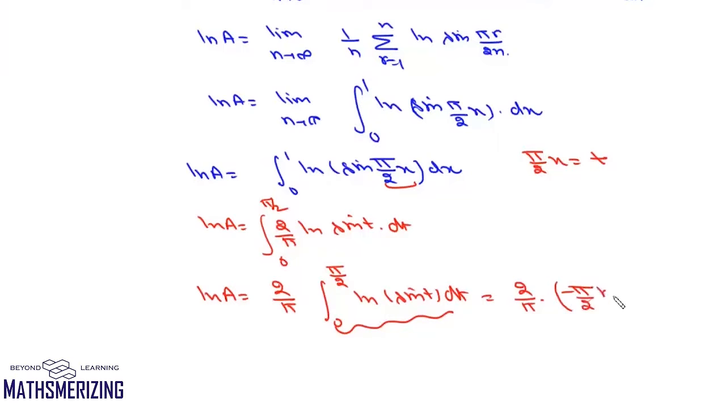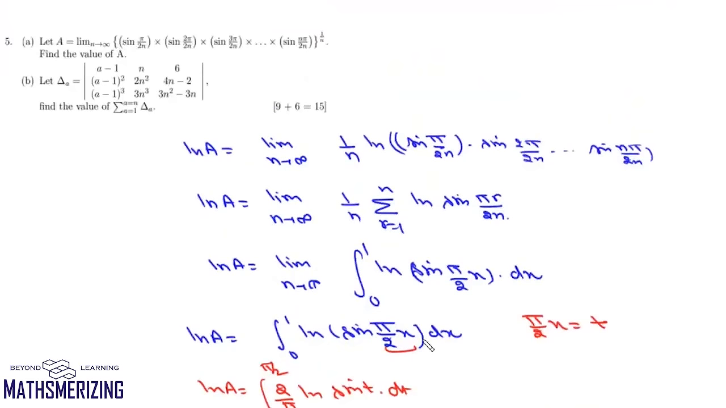So here pi and pi will cancel, 2 and 2 will also cancel. So we can write log a equals minus log 2, that is the value of a is simply 1 by 2. So the answer to this question is, the value of this limit is simply 1 by 2.